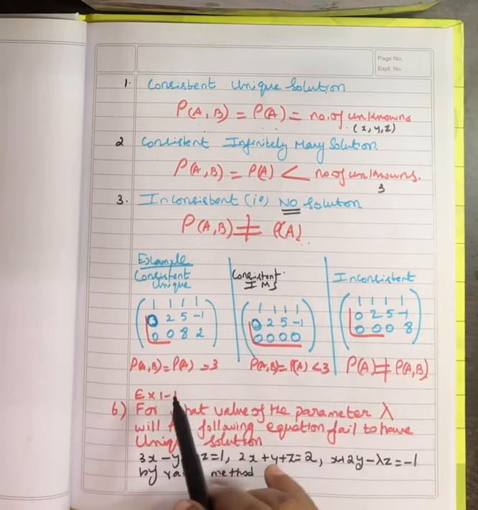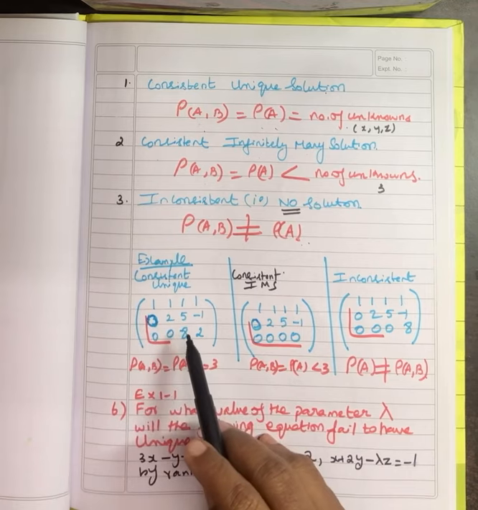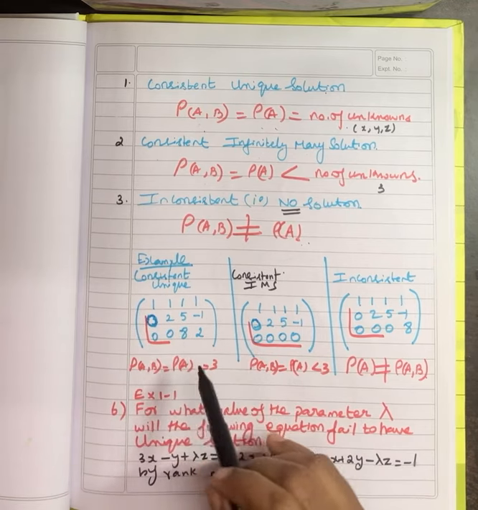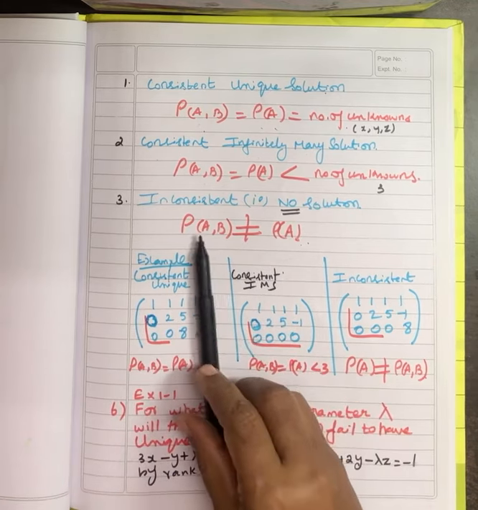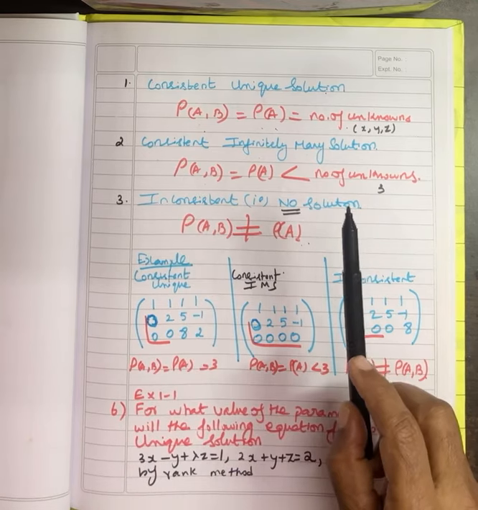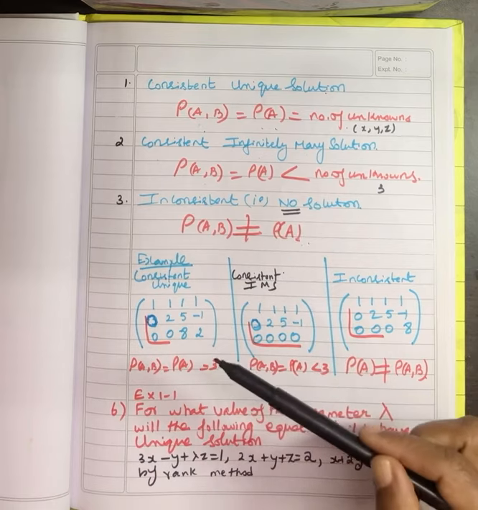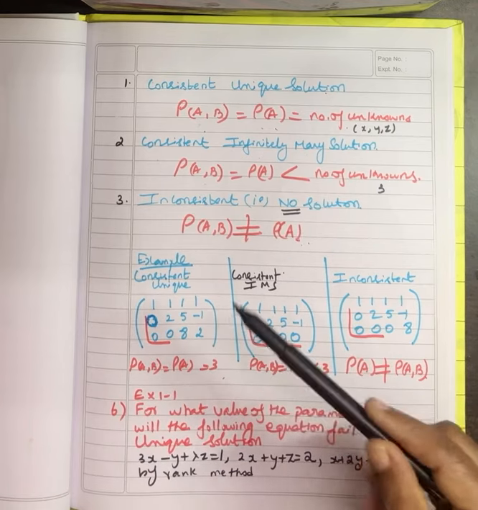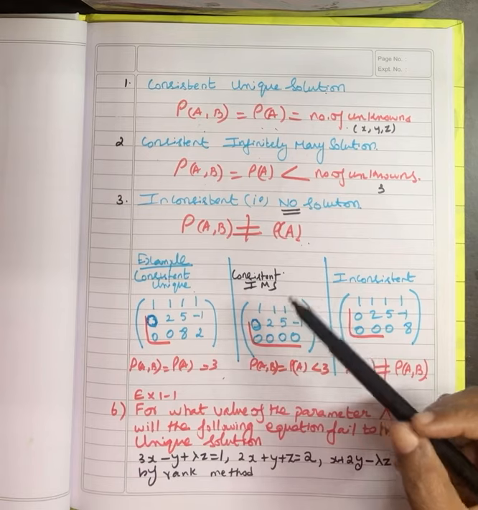Let us take an example. I have given one 3 by 4 matrix in equivalent form. Rank of A, which is A? This is A. Rank of A is 3. Rank of AB is also 3. Number of unknowns is 3. All the three are equal, so consistent with a unique solution.